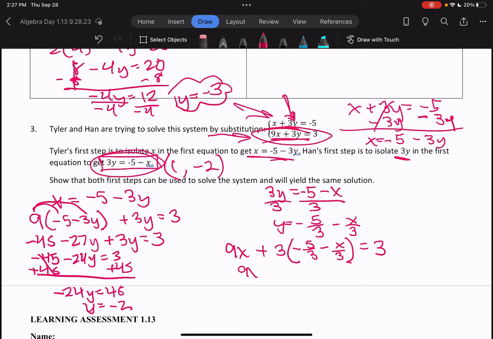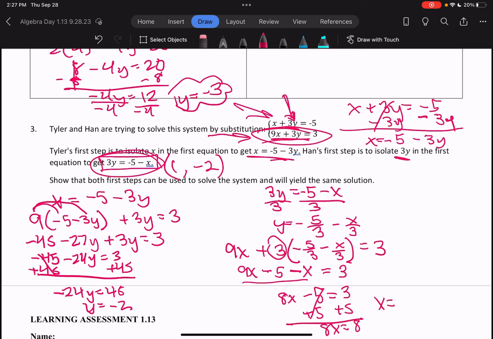So we have 9x, and again, 3 times negative 5 is negative 15, divided by 3 is going to be negative 5. 3 times negative x over 3 is going to be just negative 1, or negative 1x, and then equals 3. So now I can combine like terms. 9x minus x gives me 8x, minus 5 equals 3. I'm going to add 5 to both sides, and I get 8x equals 8, which means that x equals 1.